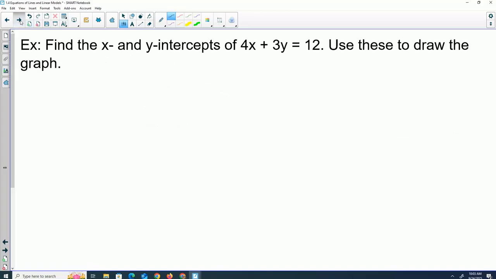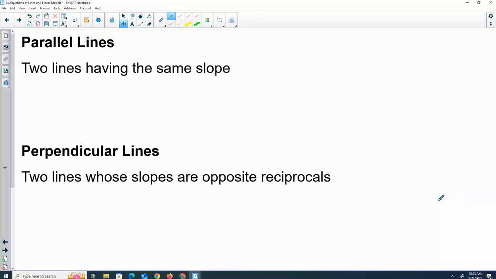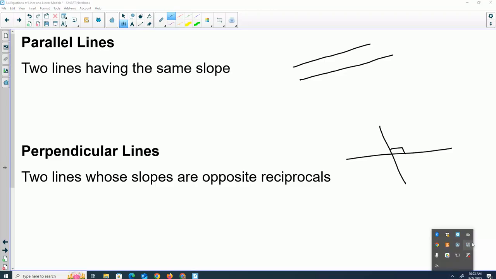Let's do this. Last thing I want to talk about today is parallel and perpendicular lines. So parallel lines, that's like your railroad tracks, two things that never touch. And the only way they wouldn't touch is if they had the exact same slope. Perpendicular lines cross and form what kind of angle? Right. It gives us a right angle. So perpendicular lines, their slopes are opposite reciprocals. One's positive, one's negative, and they are reciprocals of one another.